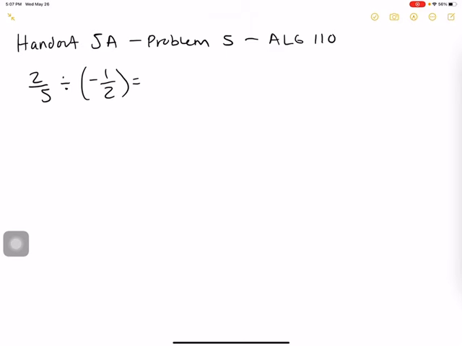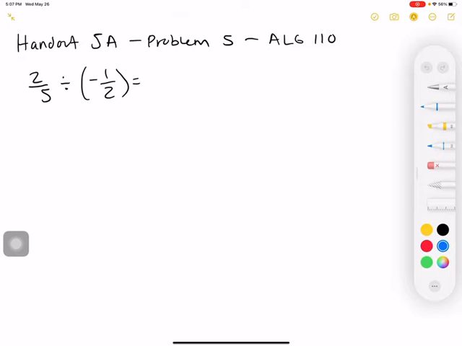This is problem 5 on the review before the midterm exam. It involves, as I already said, the division of fractions. So let's carry over the division of those fractions, 2/5 divided by -1/2, in the conventional way. I'm going to cover this conventional way first.